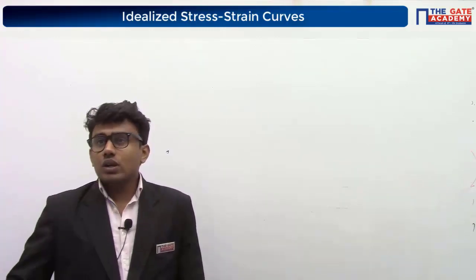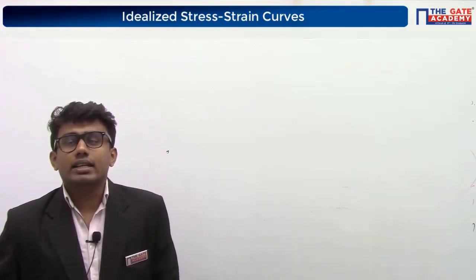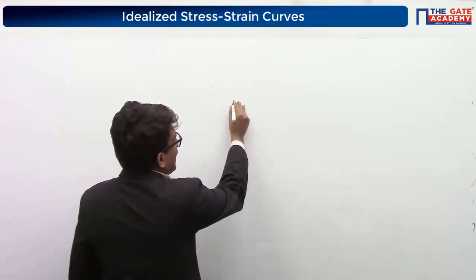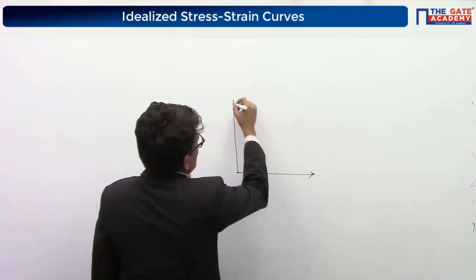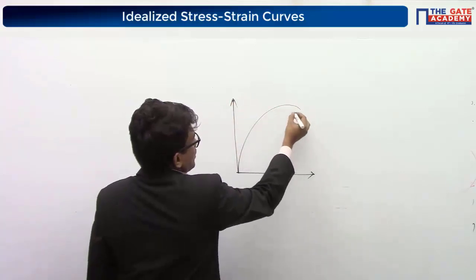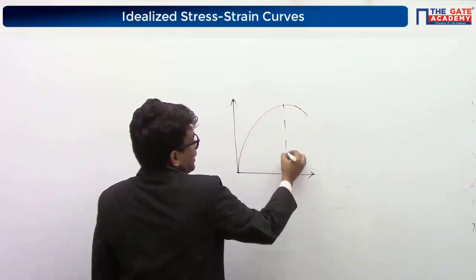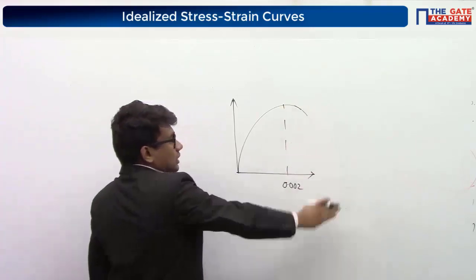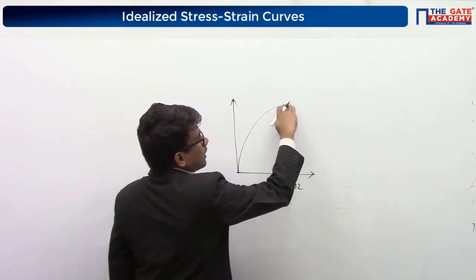Superb. Everyone is giving me the correct answer. We have discussed it right now, right? The stress strain curve will be somewhat like this. Our idealized stress strain curve will be different from the actual stress strain curve. This is the strain value 0.002, but for our IS code we are not going to consider this stress strain curve.